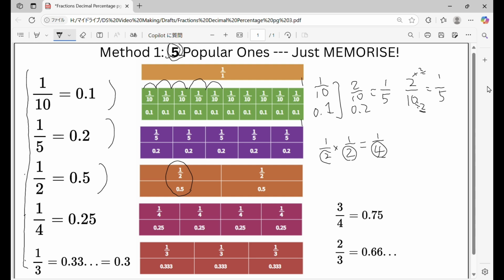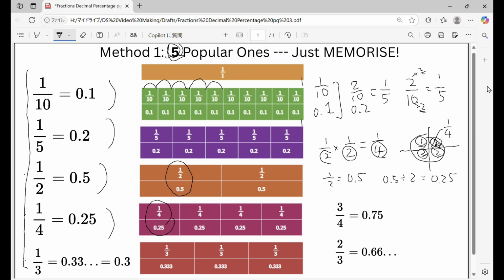Or you can visualize it like you have a pie, you divide it into 2 parts, each part is 1/2, and then you further divide each into 2, then each part will represent 1/4 because you have 1, 2, 3, 4 parts. That's 1/4. And since 1/2 is 0.5, half of 0.5 is 0.25. That's why 1/4 is 0.25.